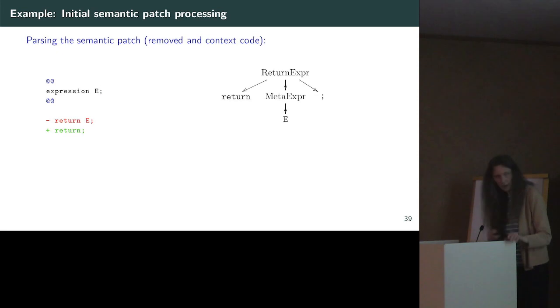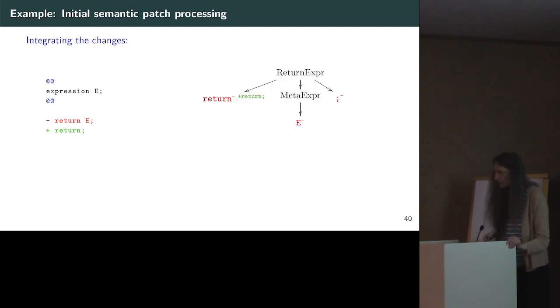We're not done with the semantic patch. What we do next is we incorporate the changes into this tree, and those changes are going to float to the different tokens in this tree. So for example, we have these little minus annotations, because we're removing this entire line, so we go around to each of the tokens and we put a little minus on it. Whenever we match a token with a minus on it, then on the C code side, that token is going to get removed. And we also have this addition of return semicolon.